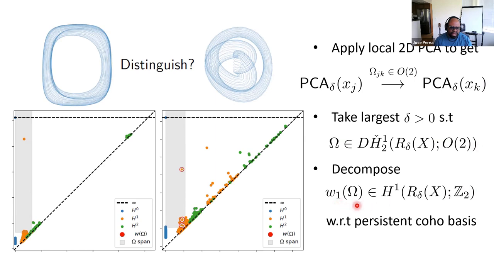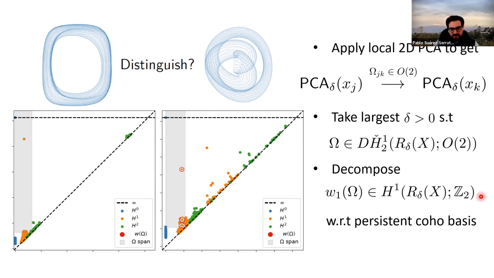Essentially, w1 is going to be the determinants of these omega jk's. So just take the determinants of all these omegas, and that is going to give you a cocycle in this simplicial cohomology group on the lower right. If that class is nonzero, then the bundle was not orientable.